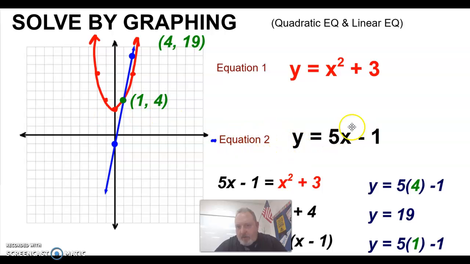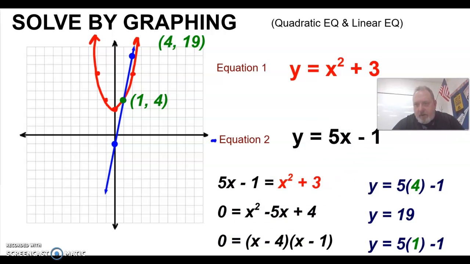My second equation is linear right here. It's already in slope-intercept form. So I've got 5x minus 1. So here's my y-intercept at -1, slope of 5, up 5 over 1, up 5 over 1. If I keep going, I'm going to have another point up here. It's off our graph, but that's going to be our second intersection where this line hits this parabola again.